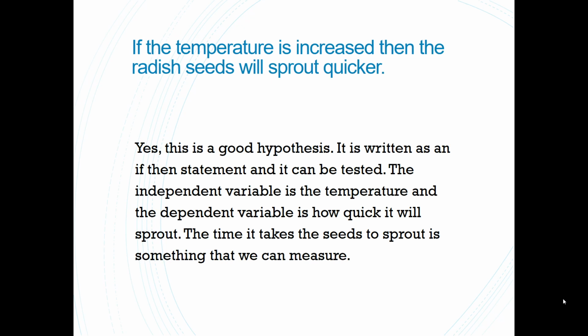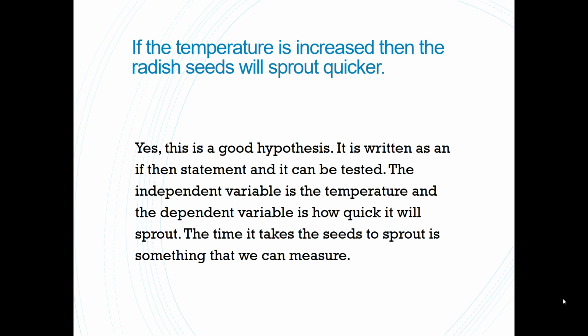We could literally measure temperature increasing or decreasing and see the correlation with the sprouts, whether it's going quicker or slower depending on the temperature. The independent variable is something that we're changing, so that would be the temperature. We can change the temperature, we can turn it up or down. That is the thing that we as scientists are changing in this experiment.